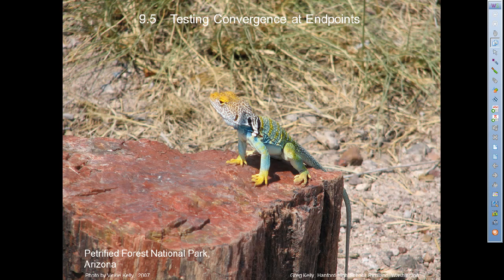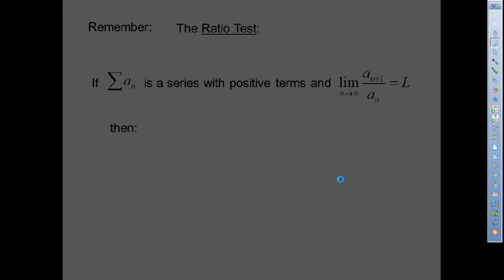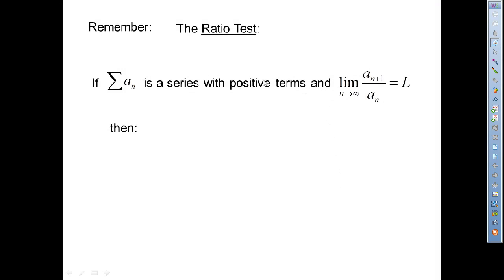All right, so we're looking at 9.5, which has a lot of tests for determining convergence or divergence of series. So let's just jump right in. One of the ones we've already talked about is the ratio test, and remember, it's very useful. I use it a lot.